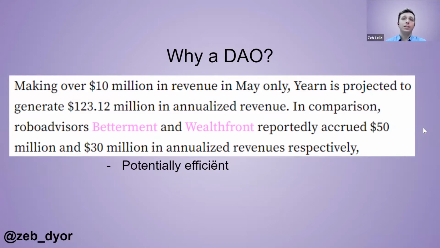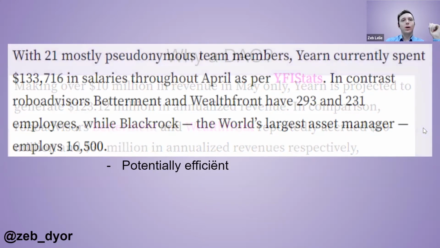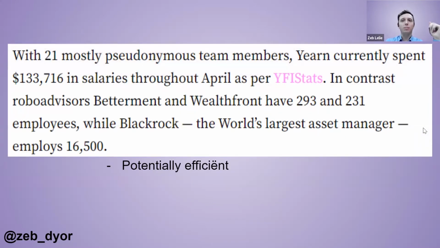So Yearn is a yield aggregator. It's a financial product. And they have been able to make more than double than what some of their centralized counterparts. And what I personally find even more interesting is that with 21 mostly pseudonymous, so not really public team members, Yearn currently spent 133,000 in salaries throughout April. In contrast, robo-advisors Betterment and Wealthfront have 293 and 231 employees, while BlackRock, the world's largest asset manager, employs 16,000 people. So you can see that they use at least 10 times less people to make sometimes twice as much revenue. So this does show that there is a potential for more efficiency.